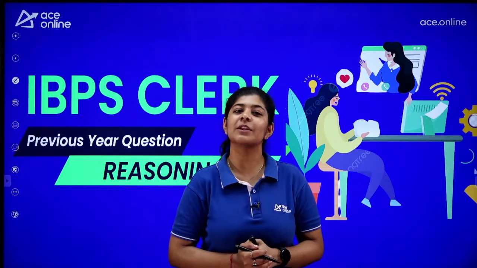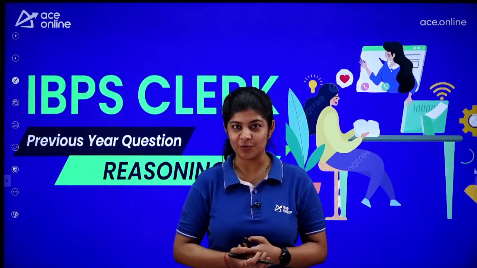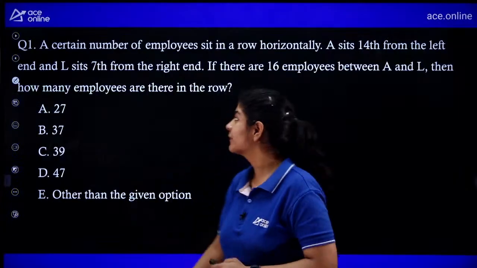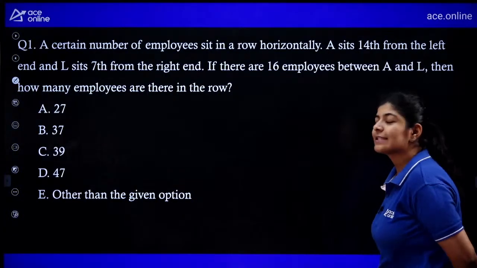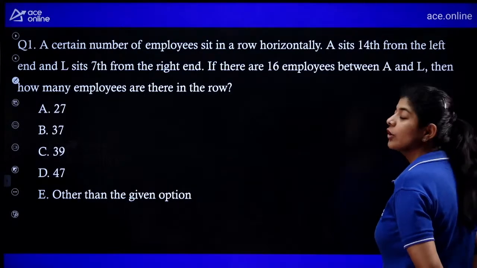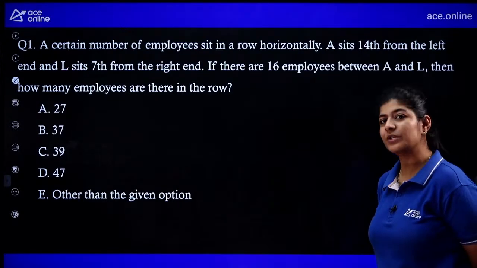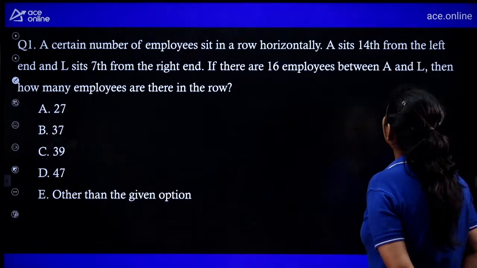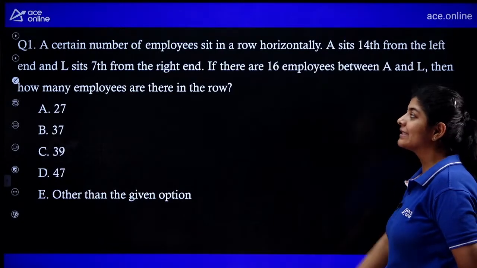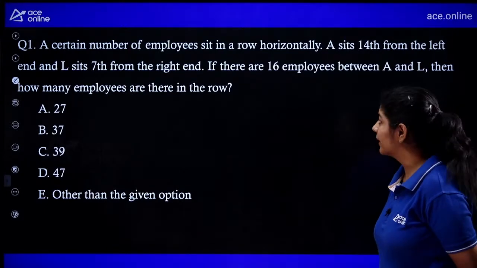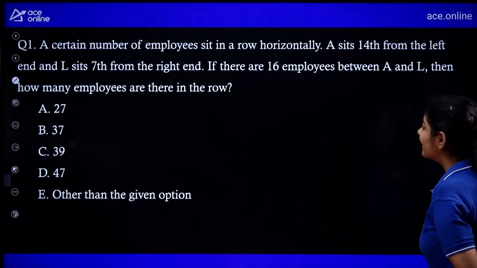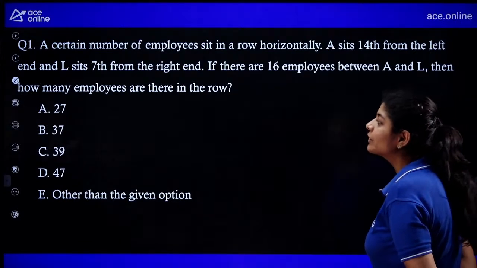So without wasting much more time, let's start with the very first question and let's see what kind of questions we are having and how we are going to approach them. The first question says that a certain number of employees sit in a row horizontally. There is a horizontal row in which the employees are sitting. A sits 14th from the left end and L sits 7th from the right end. If there are 16 employees between A and L, then how many employees are there in the row?